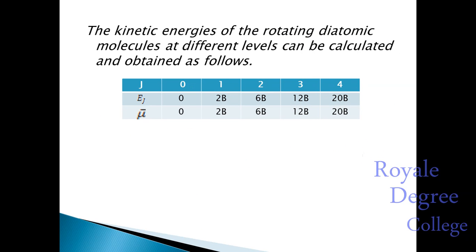So here the rotational energies of the diatomic molecules at different levels can be calculated and obtained as follows. Here you can see the J value. If the J value is 0, EJ value will be 0 and mu bar value is also 0. J value is 1, EJ value is 2b, mu bar value is 2b. J value is 2, EJ value is 6b, mu bar value is 6b. If the J value is 3, EJ value is 12b and mu bar value is 12b. If the J value is 4, EJ value is 20b and mu bar value is 20b.